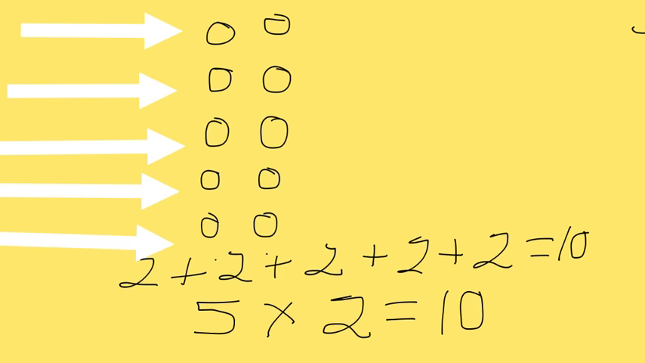Now I can actually double check my work, and that's always a good thing. I can go back and skip count to see if I'm right. I see 2, 4, 6, 8, 10. What do you know? We're right.